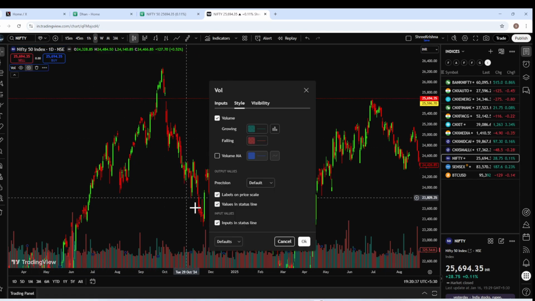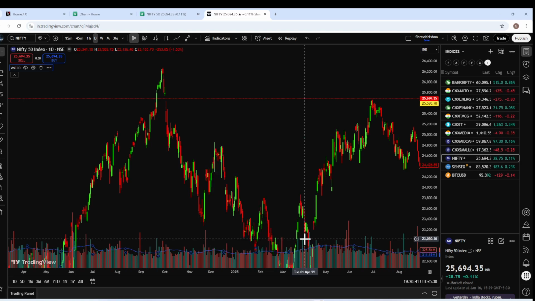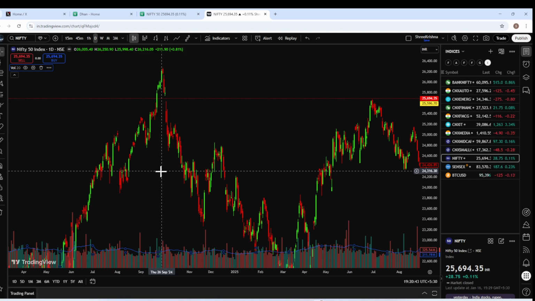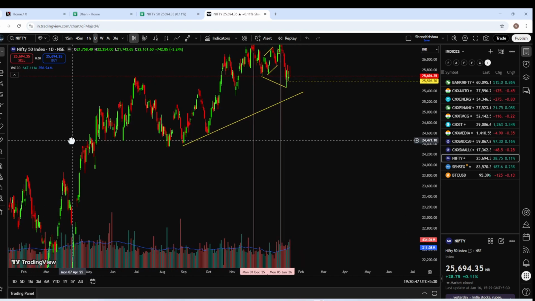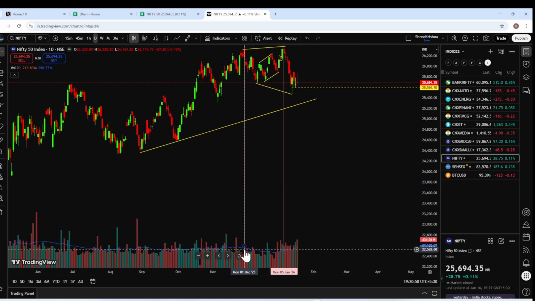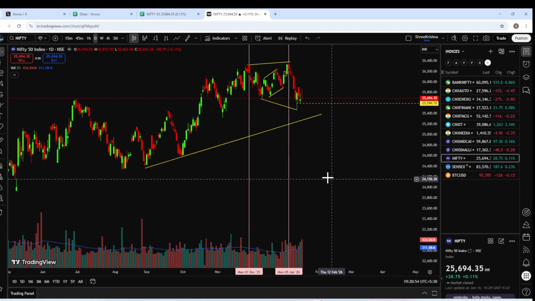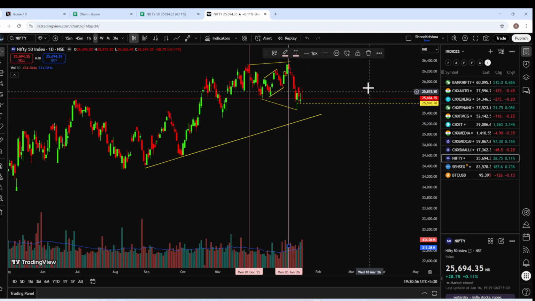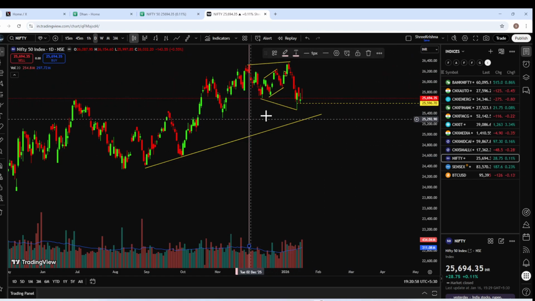What is the 10-day moving average? Volume moving average. So this one is above the 10-day moving average, and this one is below the 10-day moving average. It has increased because of the double top psychology. The psychology has to be understood and accepted.